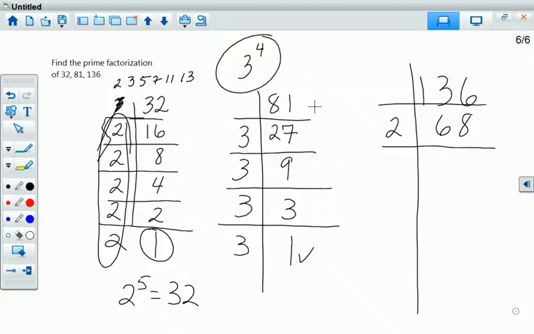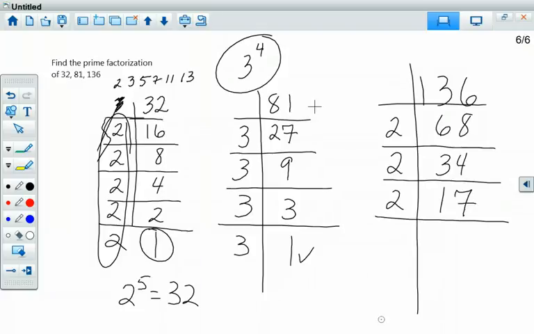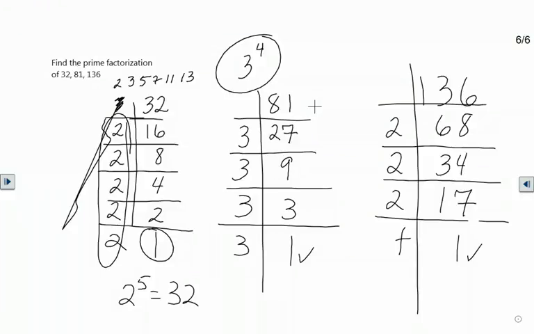Alright? How many times will 2 go into 68? Well, that's easy. Half of 68 is 34. Can you divide 34 by 2? Yes, 17. Uh-oh. 17 sucks. That means 17 is a what number? Prime. And you're done. So your prime factorization for 136 is 2 to the third power times 17.